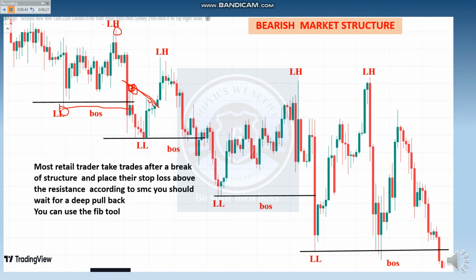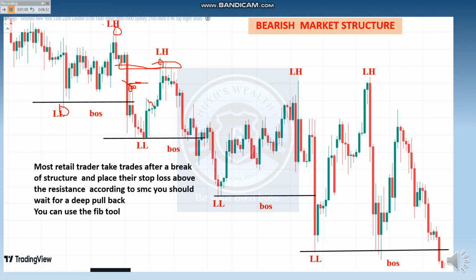Anybody who took a short here, putting the stop loss above this resistance, yes, they had some happy moment, but the market reversed on them. Why? Because we had an area of value that price had to go to for it to continue down. So if you want to trade, you first have to be keenly checking on what the price is telling you.